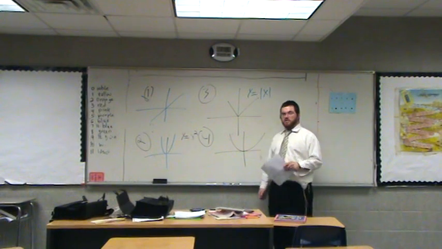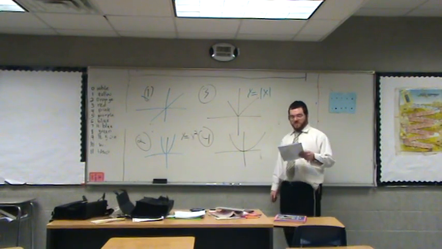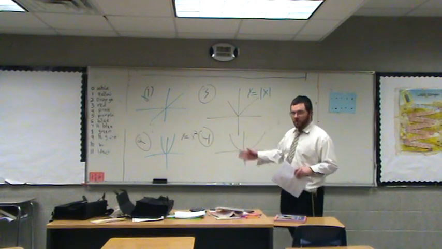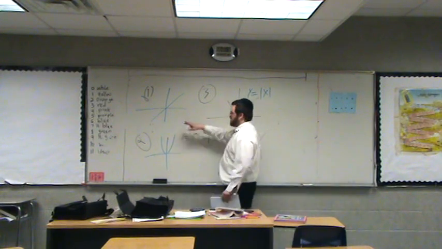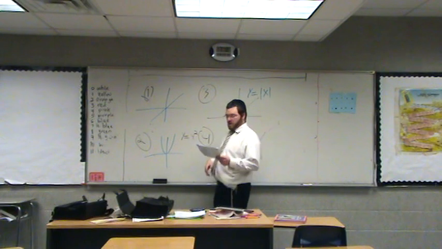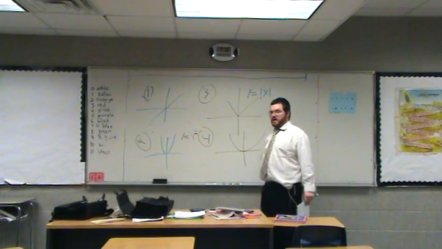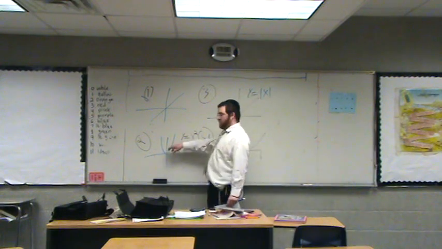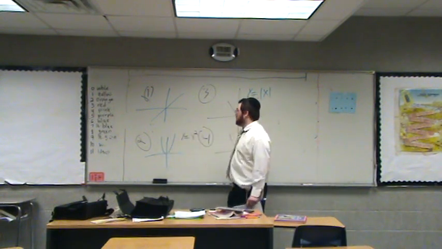June 2008, question 1. Which graph represents a linear function? A linear function means a line. It's a straight line. Answer 1 is a straight line. Answer 2 is not a straight line. It's a quadratic equation, and therefore it is not a linear function.